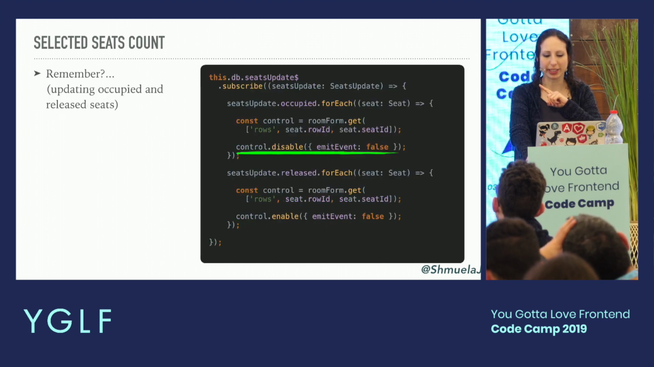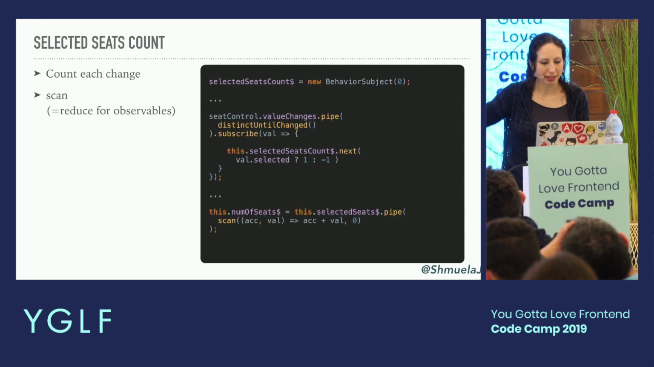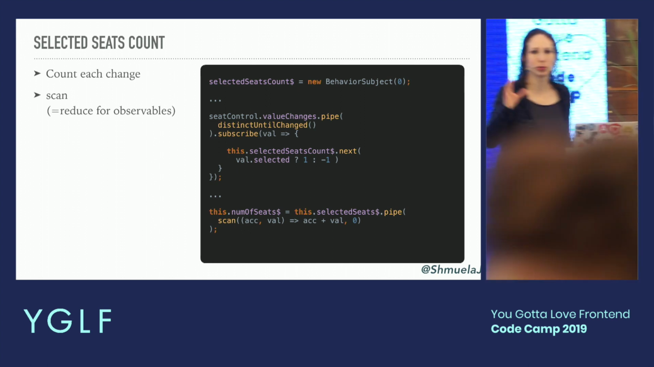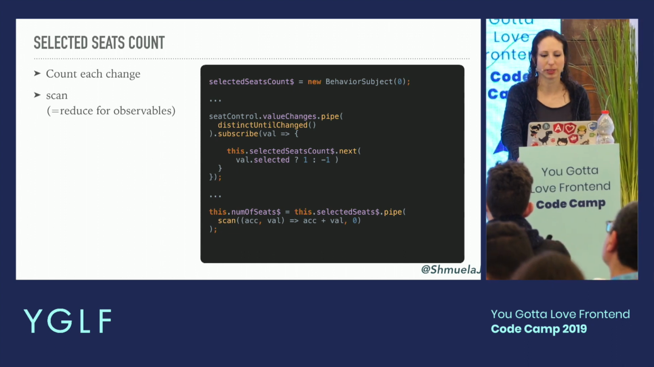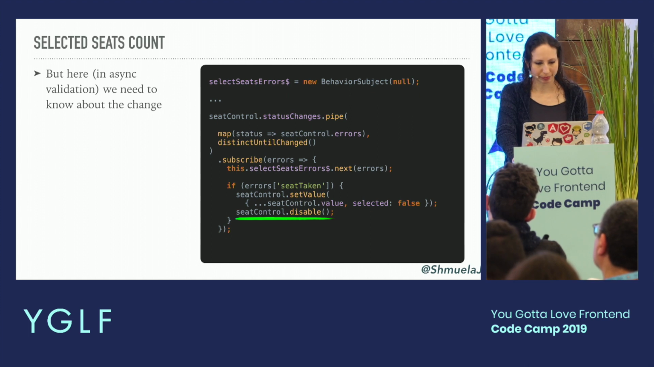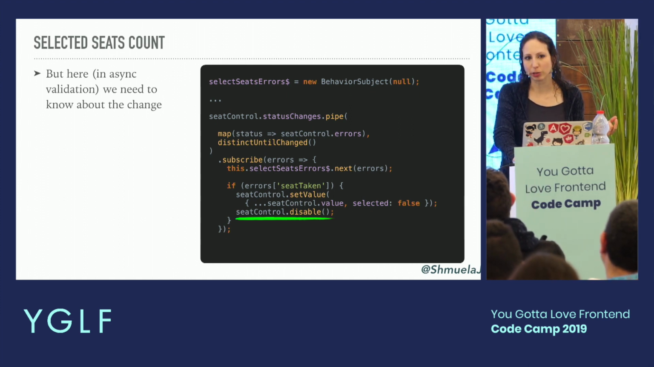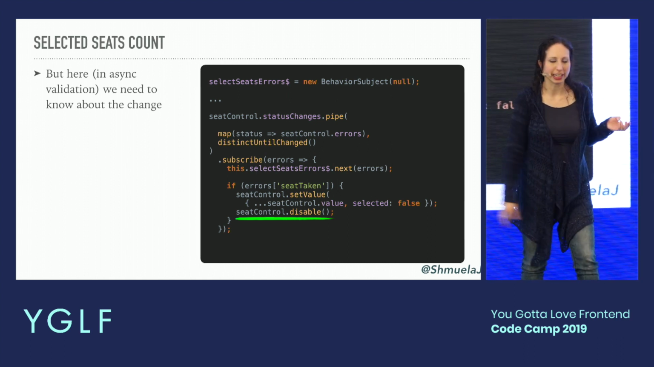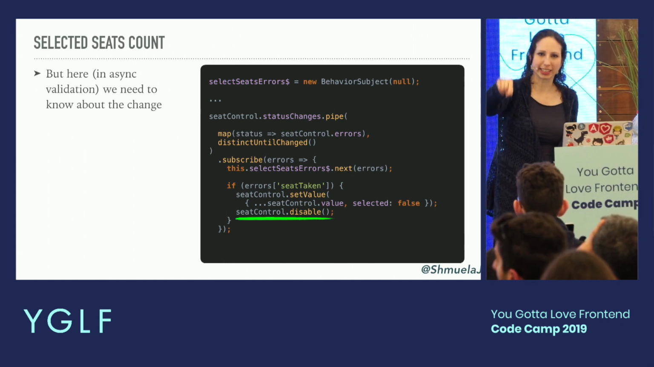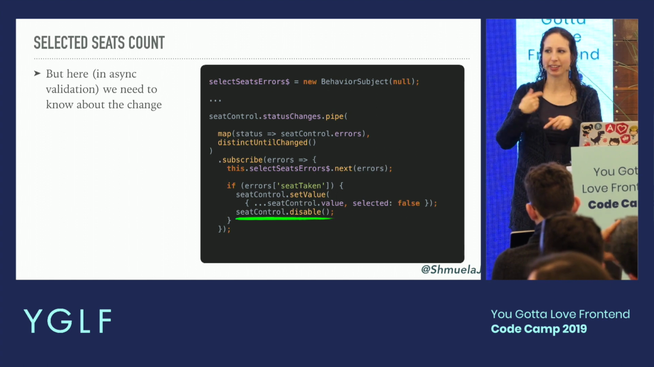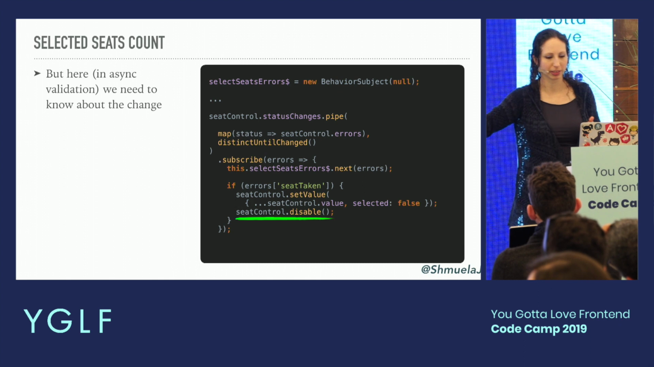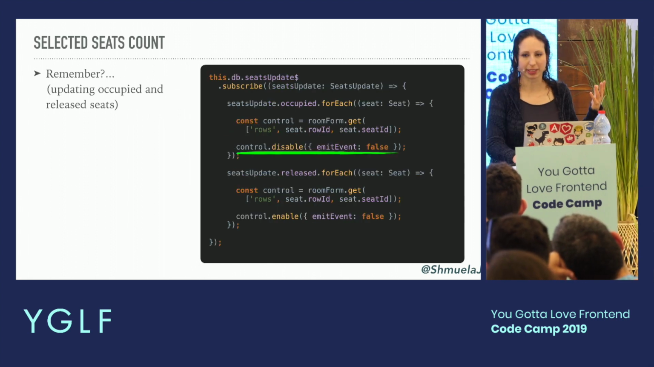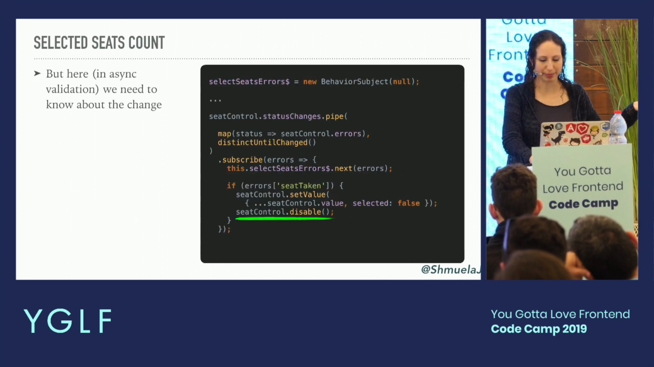And remember how we didn't emit the event? Because if we would emit the event, then it would react and emit that the value changed for seats, which we don't care about. But there is one place that we do want to know about this disabling or enabling of a seat, in our async validation. If the user has selected the seat and we programmatically disable it and unselect it, we do want to reduce the count. So here we do emit the event. Just by not passing this configuration, we are emitting an event.